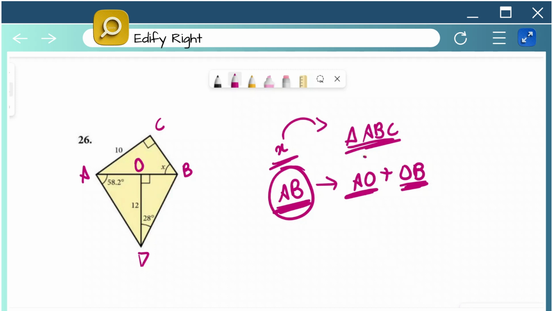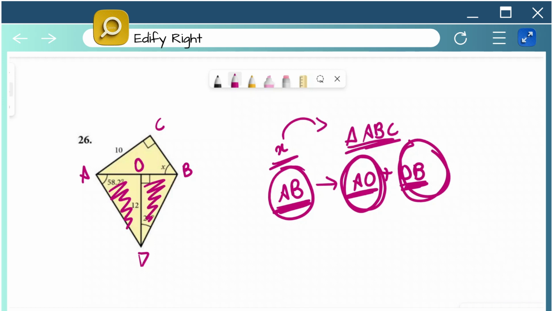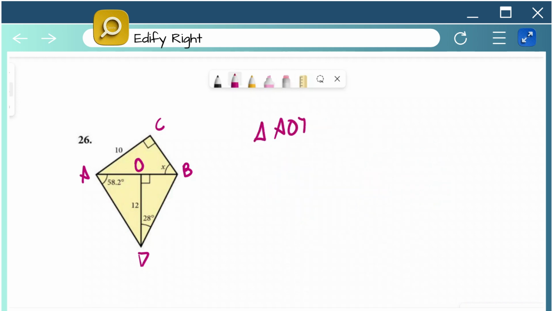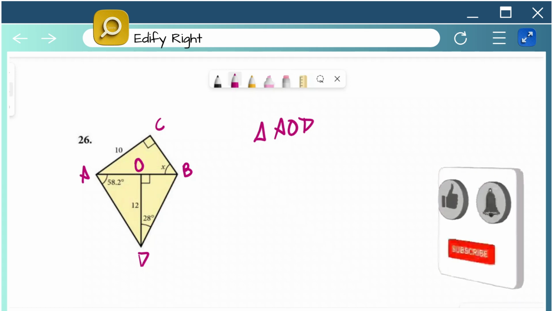So what I can do over here is figure out the length of AO using this triangle and figure out the length of OB using this triangle, add them up together and figure out what AB is. So let's do that. Let's talk about AO. In triangle AOD, we have one angle 58.2 degrees and one side which is opposite to it, so basically it's the perpendicular, and we are supposed to find AO, which is the base.